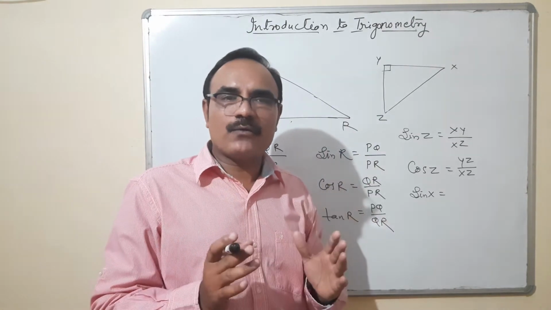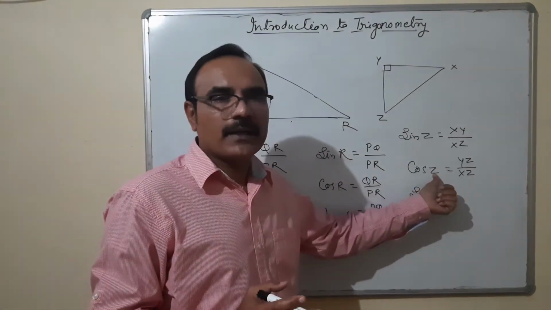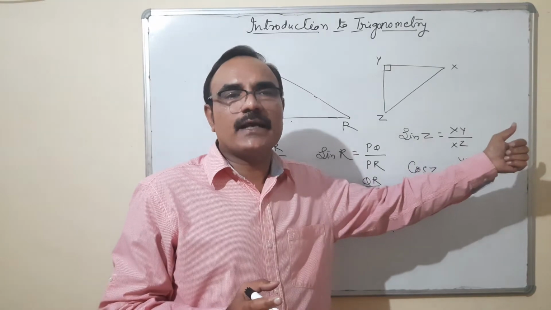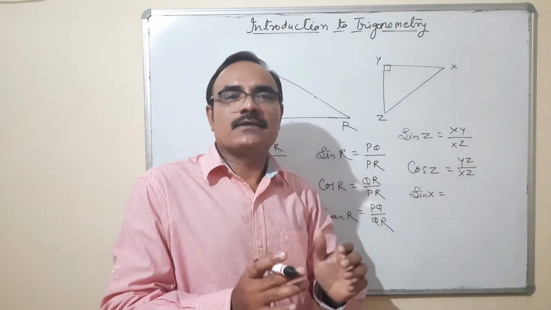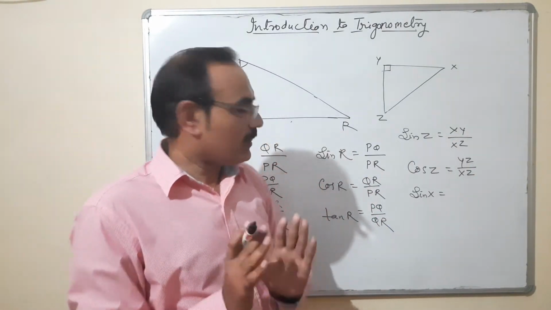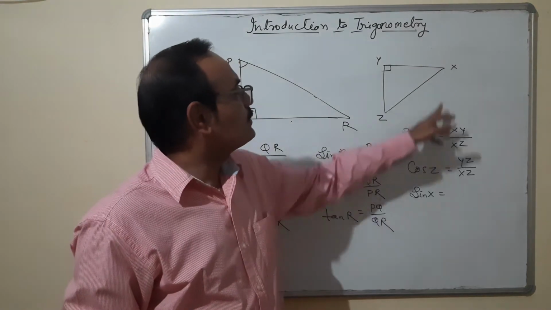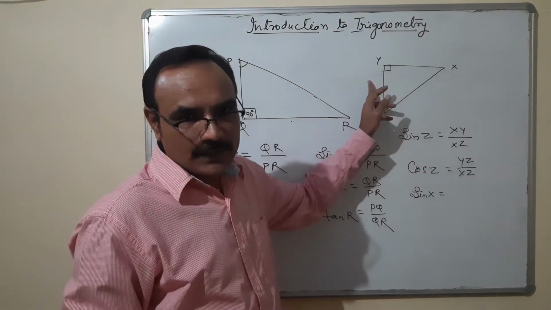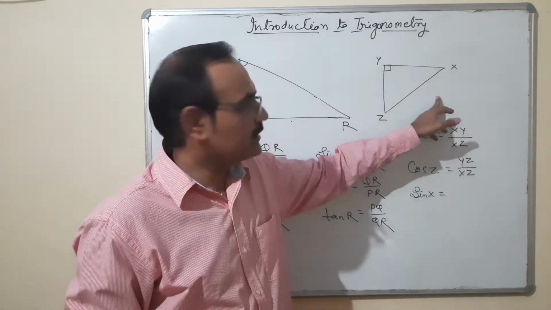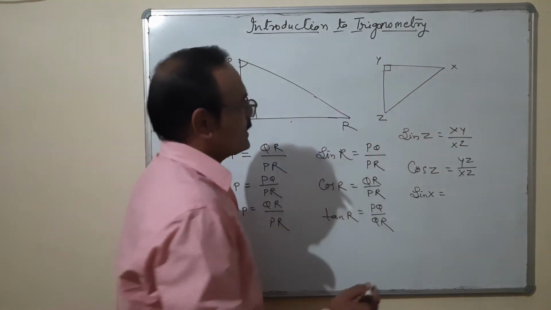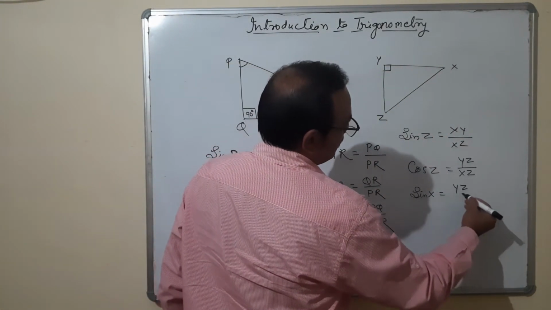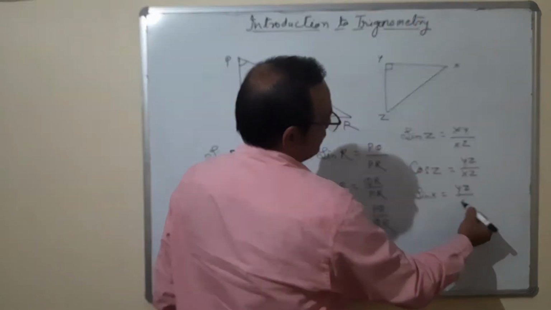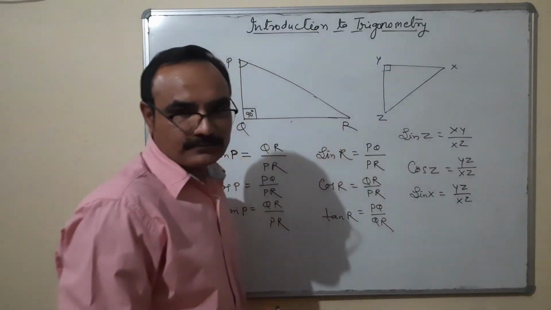Or you will remember one thing always: whatever angle we have taken here, its opposite side is treated as perpendicular. Simple. Sin X, its opposite is perpendicular, this is base, and that is hypotenuse. So sin X is YZ upon XZ. Okay. Clear?